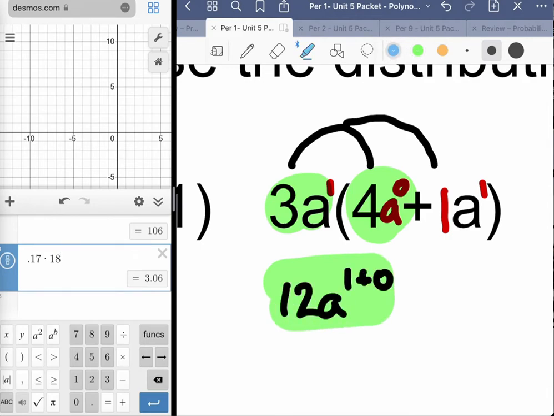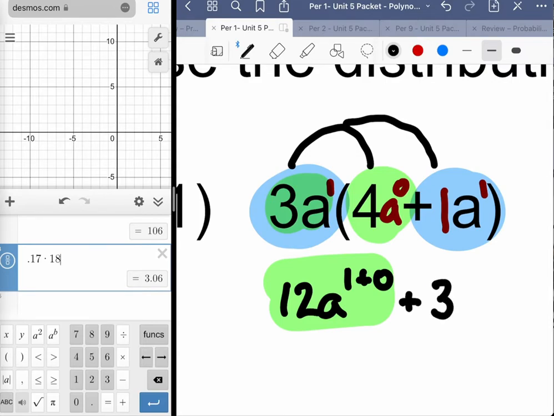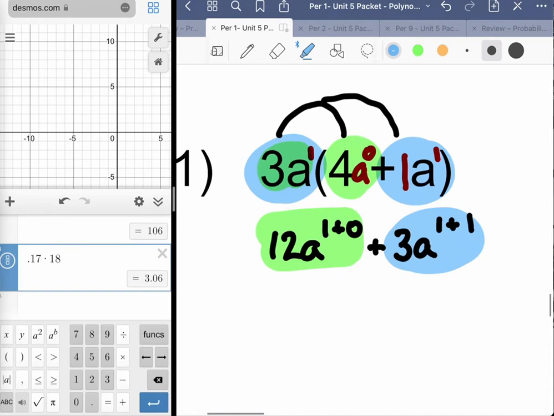The second computation would be taking the 3a to the first and multiplying it by the positive 1a to the first. All right, so 3 times 1 is positive 3. All right, a to the first times a to the first, keep the base, add the exponents, a to the 1 plus 1. There's a lot of fluff here that you wouldn't need to write. I'm just doing it for review purposes. This would really just simplify down to 12a plus 3a squared.